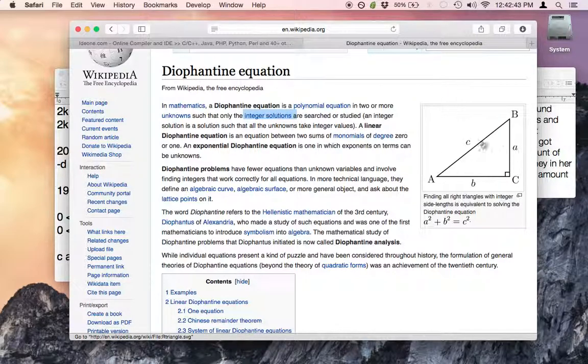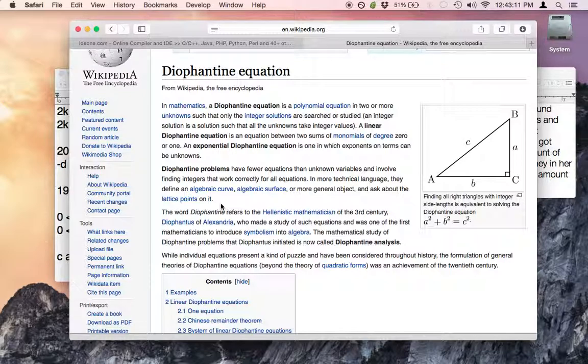And here's a classic example right here on the right. This is a right triangle with two sides, A and B, and a hypotenuse C. And they're all integers, A, B, and C. And of course, according to the Pythagorean theorem, if you sum the squares of A and B, you'll have the square of the hypotenuse, the diagonal length, if you will.